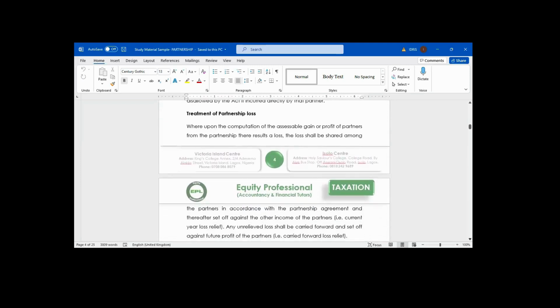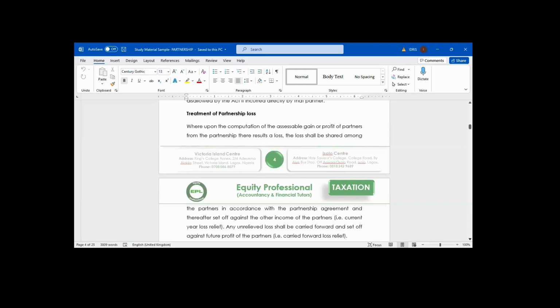Now, let's look at treatment of partnership loss. When you want to compute the adjusted profit of the partnership business, you may get an adjusted loss. How do we treat it? The adjusted loss too is going to be shared among the partners. And when the adjusted loss is shared among the partners, there will be what is called carry forward loss relief.